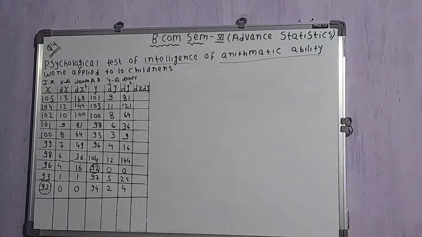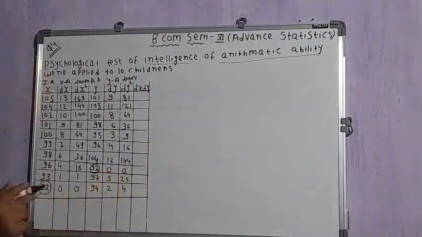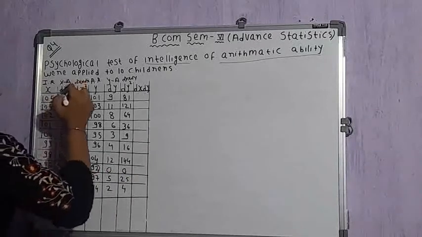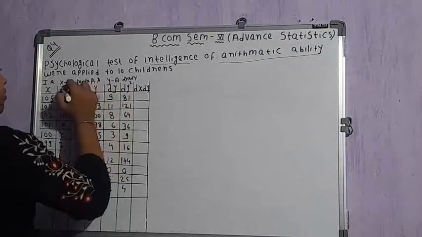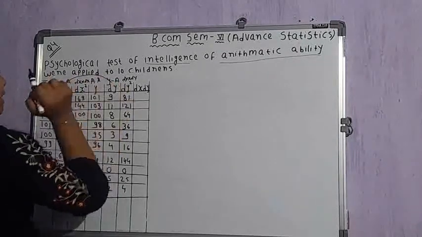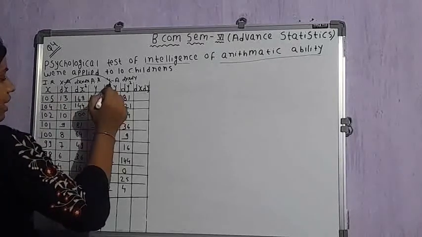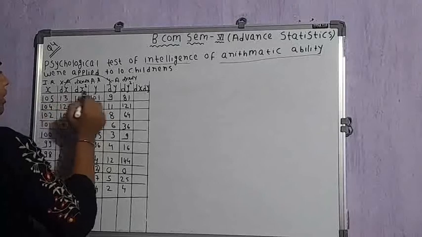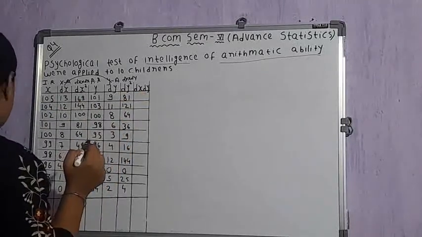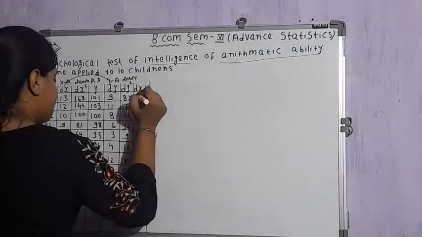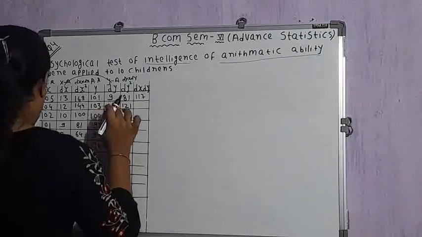What is the next variable? The next variable is dx into dy. How are we going to calculate the value of dx into dy? We will take the values from the dx column and the dy column, so that we can get dx into dy. What is the first item under dx? 13. What is the first item under dy? 9. So we will do 13 into 9, and we will get the value in the dx dy column. 13 into 9 would be 117. Then 12 into 11 would be 132.